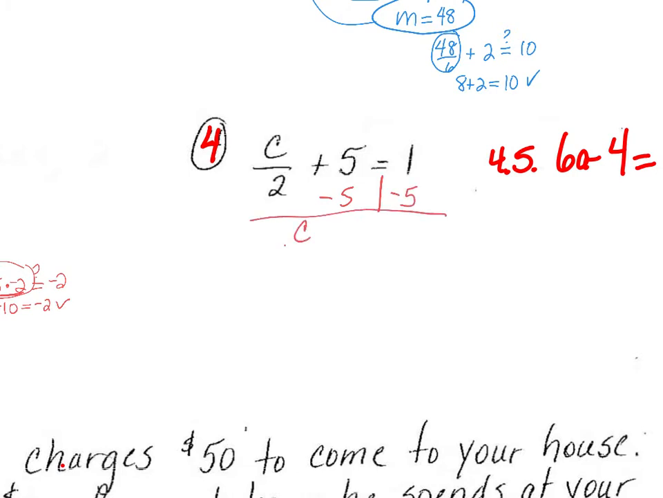That leaves me with c divided by 2 equals, I'm going to keep, change, opposite here, and I get negative 4. Do I have c by itself? Nope. Since they're dividing by 2, I'm going to multiply both sides by 2. These cancel, so c is equal to negative 8.